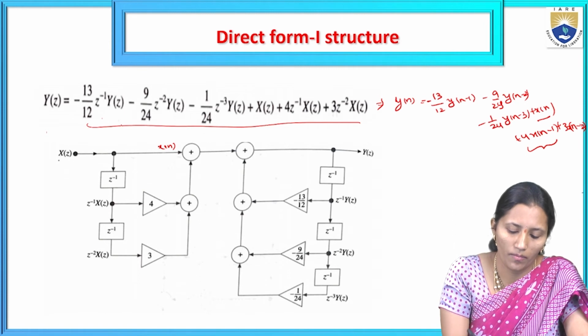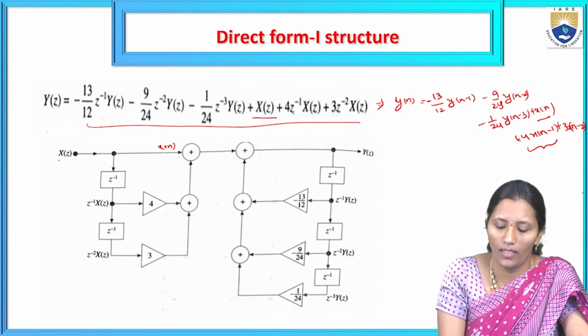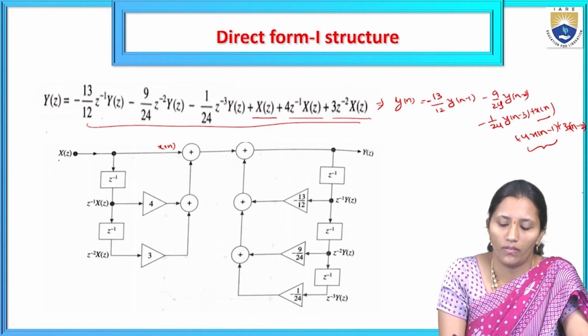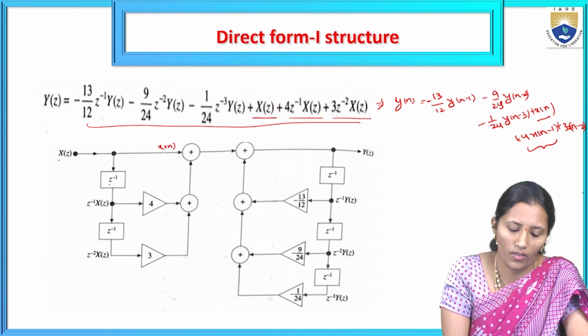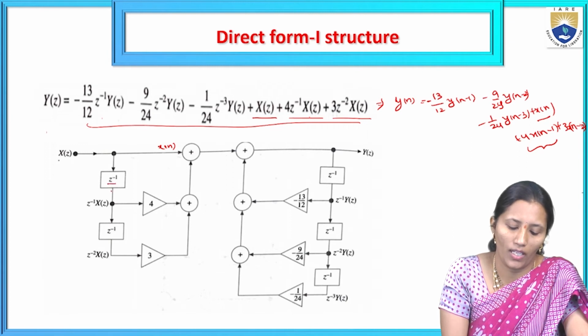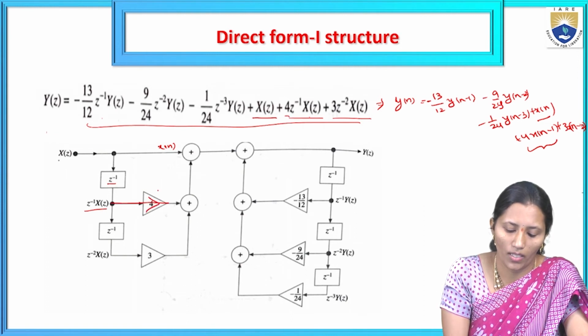So the first input terms we see here are x of z, z inverse x of z, z power minus 2 x of z. Taking x of z, we give it to z inverse, that is one delay element, so we get z inverse x of z. The coefficient is 4, so we give it to a scalar multiplier 4 and get 4 into z inverse x of z.